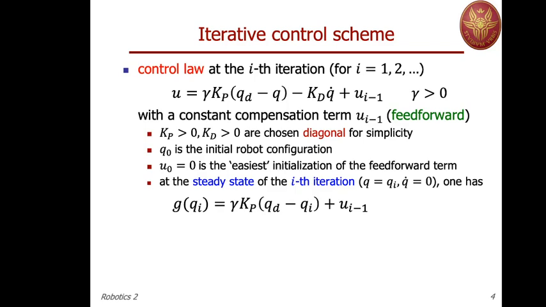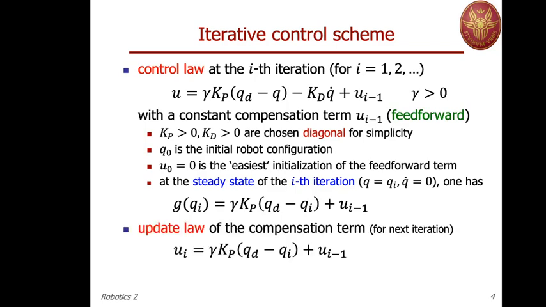The balance will be between what we are applying in this steady state, so our control law with Q dot equal to 0 when we reach a generic configuration Qi, so it will be gamma Kp times Qd minus Qi plus the current feed-forward that we are using in that iteration. This will balance the gravity at this configuration that we have reached.